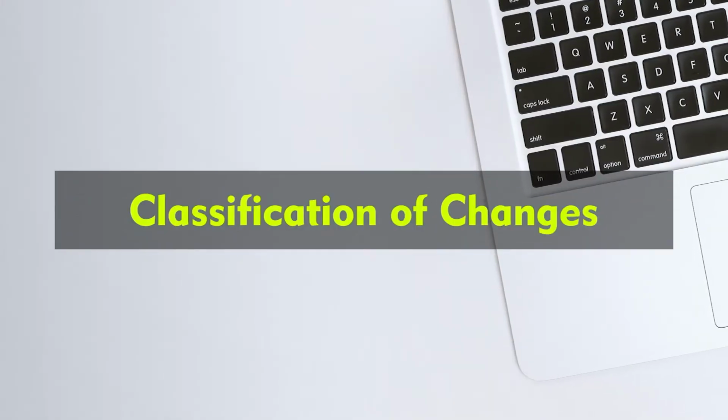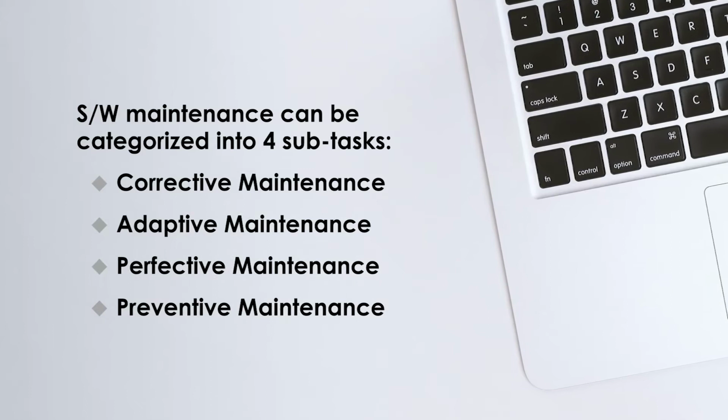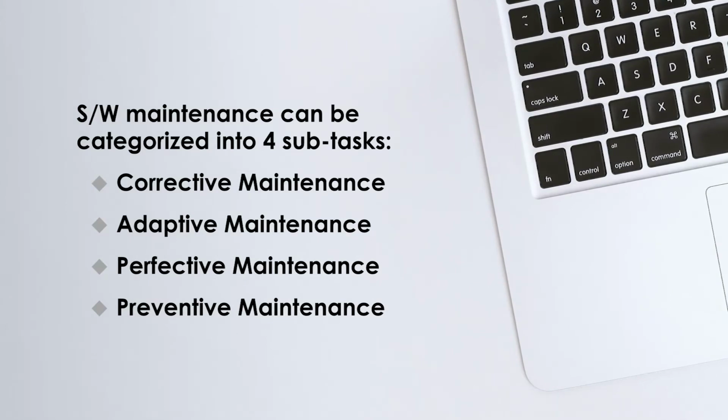We can talk about several classifications here. Mainly, we can concentrate on 4 maintenance categories. Software maintenance can be categorized into 4 subtasks. One is corrective maintenance, then adaptive maintenance, perfective maintenance, and preventive maintenance. So each and every maintenance has its own role to play.